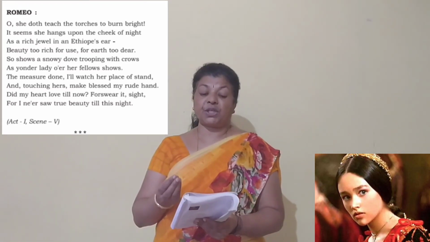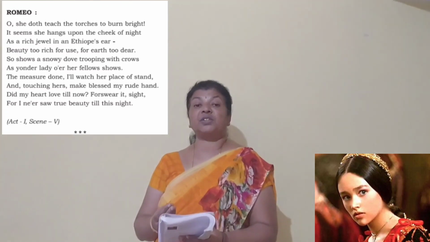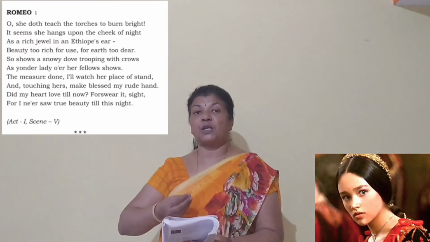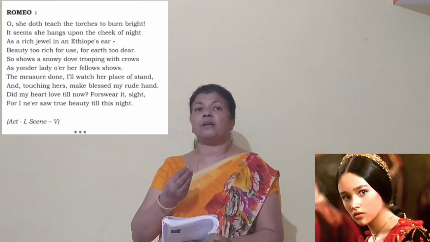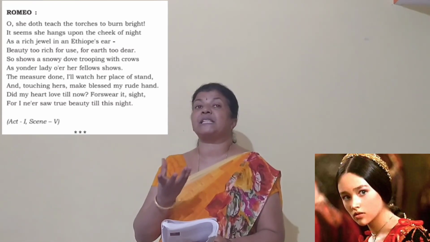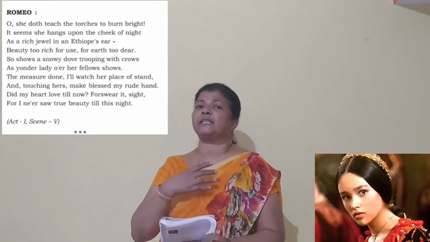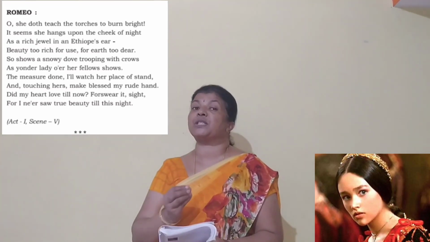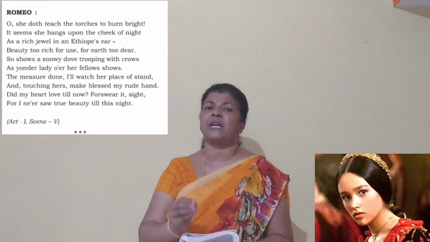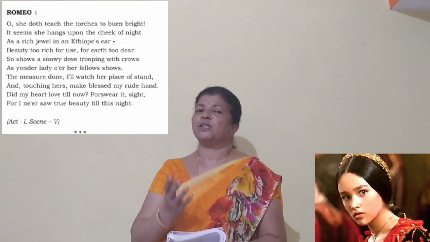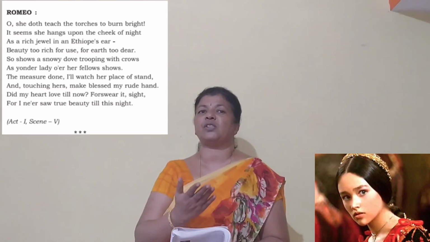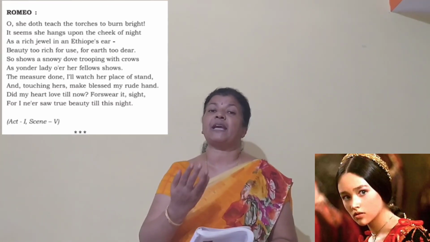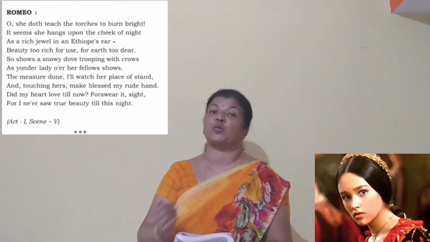Next line: beauty too rich for use, for earth too dear. So now he says her beauty is very, very difficult to explain. It cannot be easily explained. She is so beautiful that it cannot be expressed so easily. And for earth too dear. Too dear here means very, very expensive, very costly. She's like an angel; nobody can go close to her very easily.